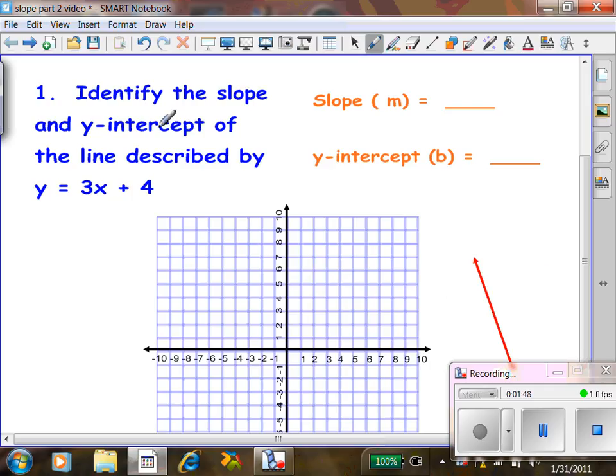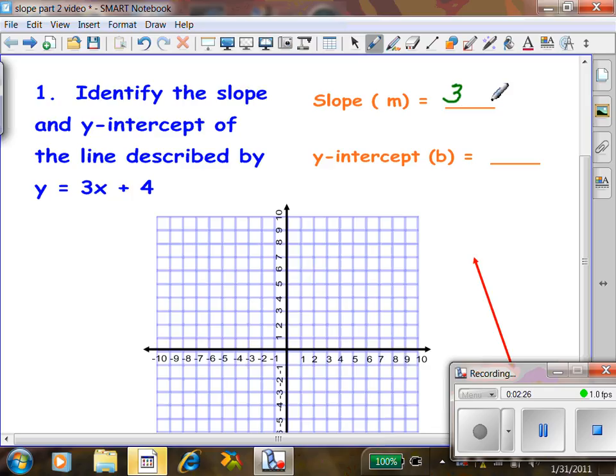So it says, identify the slope and the y-intercept of the line described by y equals 3x plus 4. All right, well, this is slope-intercept form, and it's called slope-intercept form because it names the slope, and it tells you the intercept. In this case, it's the y-intercept. So the slope, which is the m value, is what number? Go ahead and fill that in on your paper. All right, what'd you get? Hopefully you said the slope is 3.